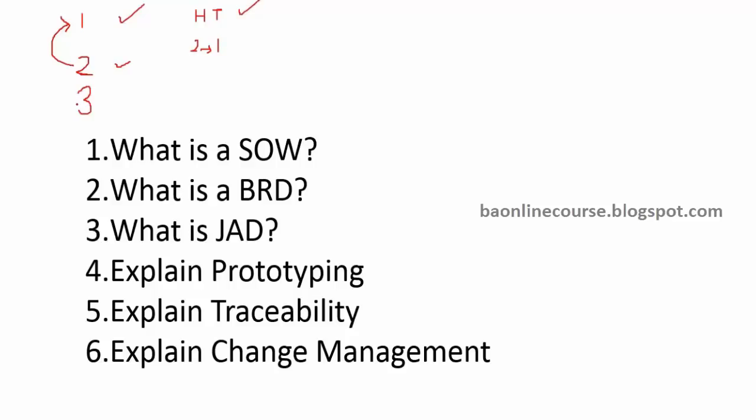Similarly, 3 also could be dependent on 1. If 1 changes, 3 also could change. So all this is covered in your horizontal traceability.